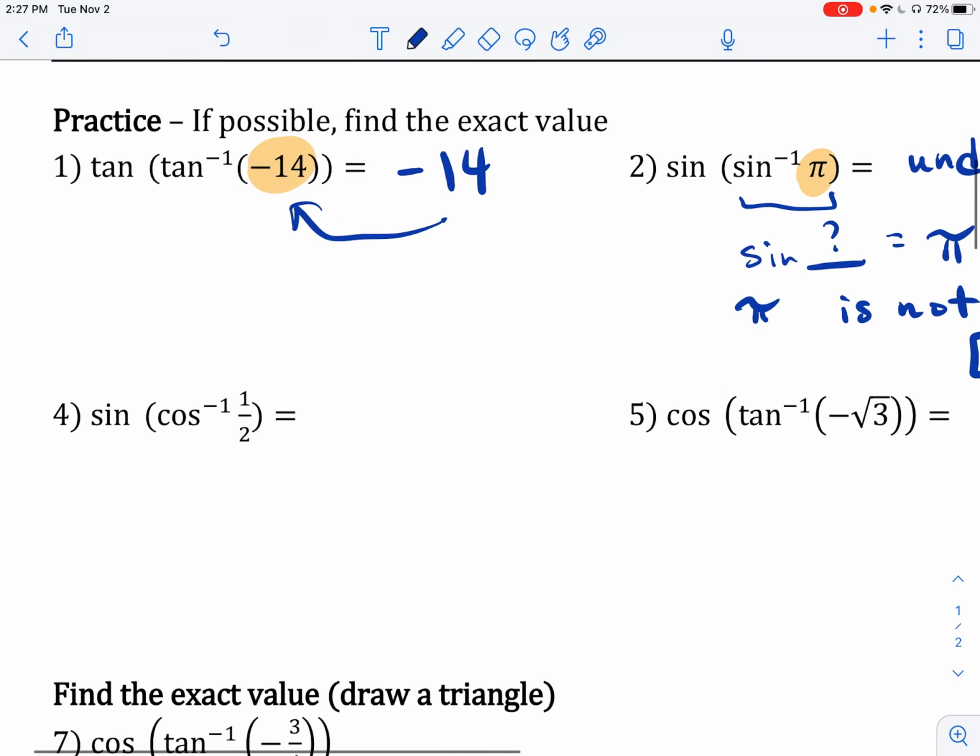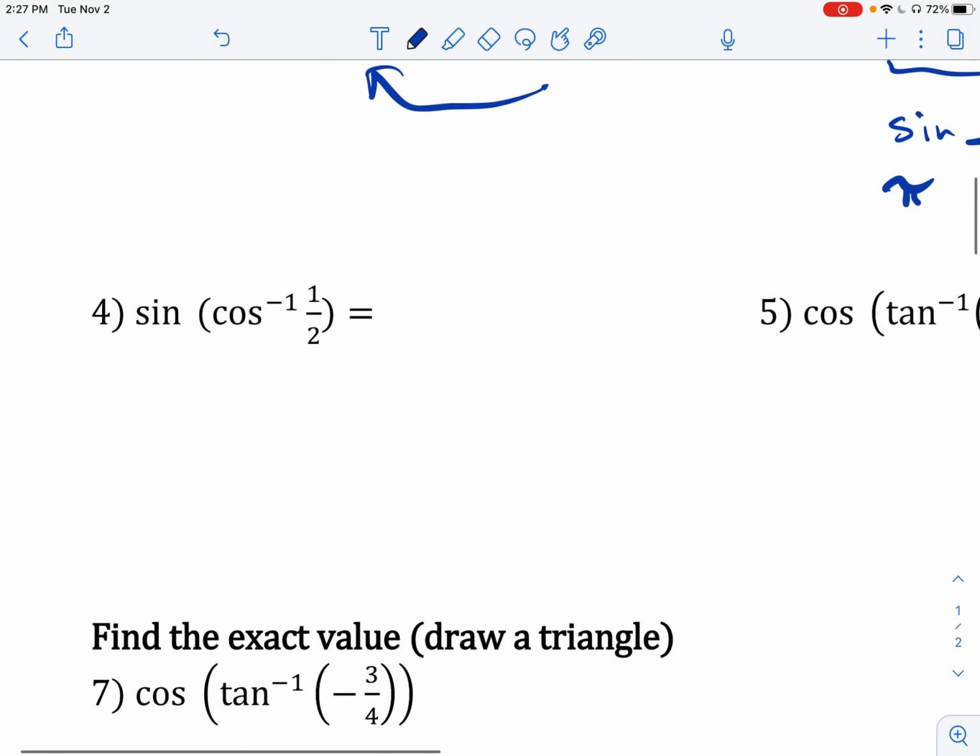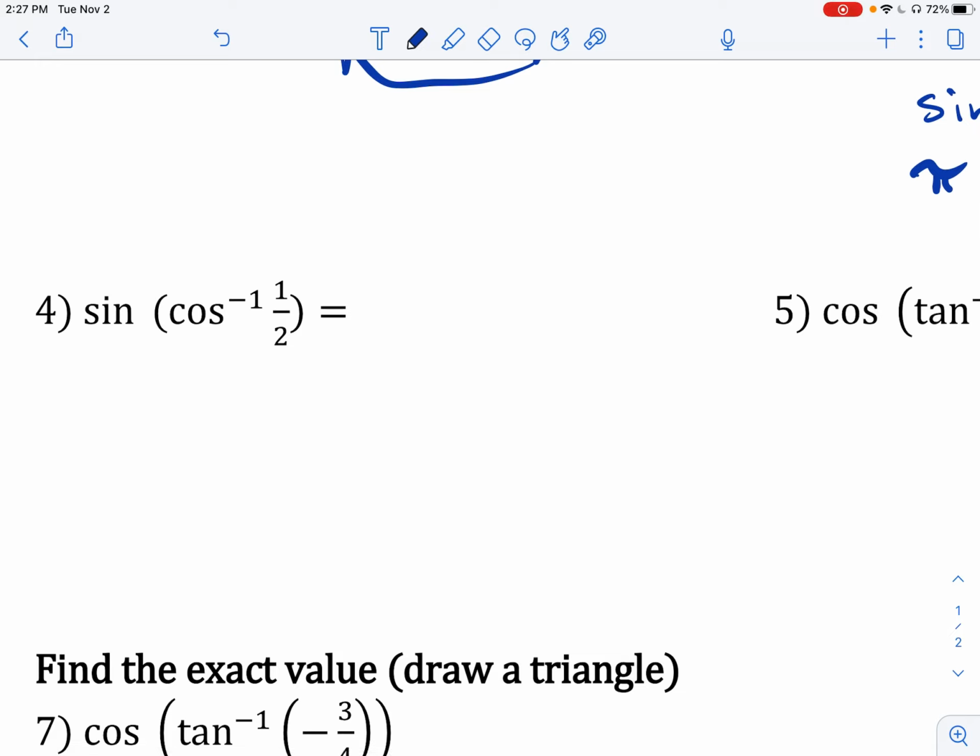Okay, let's do one more together before you try a few on your own. All right, now sine of arccosine of 1/2. Can I apply the property here? And the answer is no, I can't apply the property because this is not a composition consisting of a function and its inverse. Sine and arccosine are not inverses of each other. So the property does not apply here. But can I still evaluate this? What is the arccosine of 1/2? Well, this would be pi over 3.